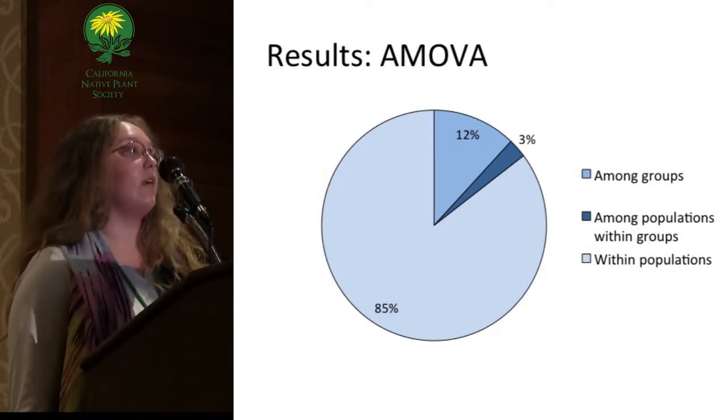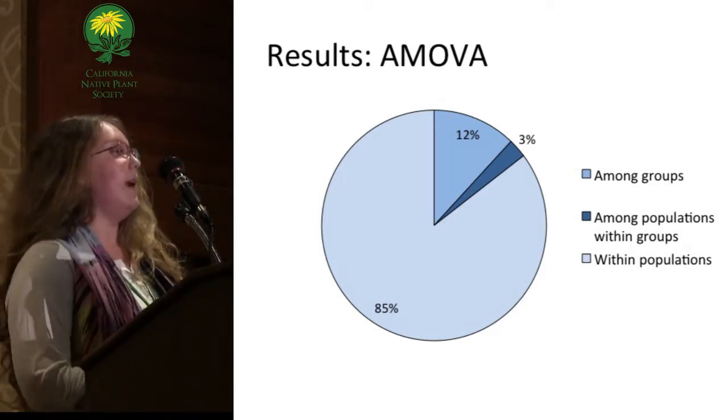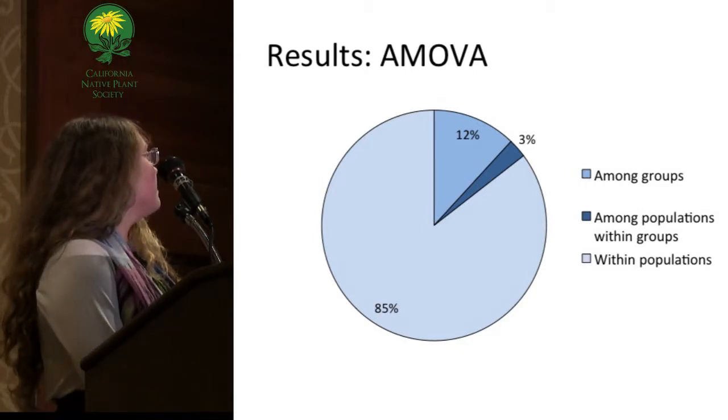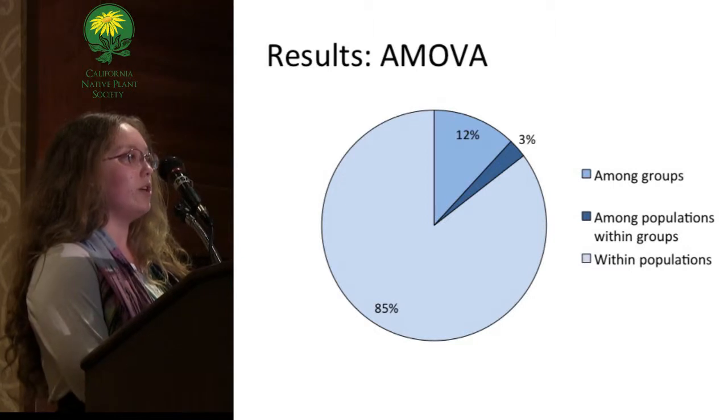The analysis of molecular variance tells a rather different story. So the structure analysis that you see in this particular graph is represented with this 12% of variation that's partitioned among structure groups.